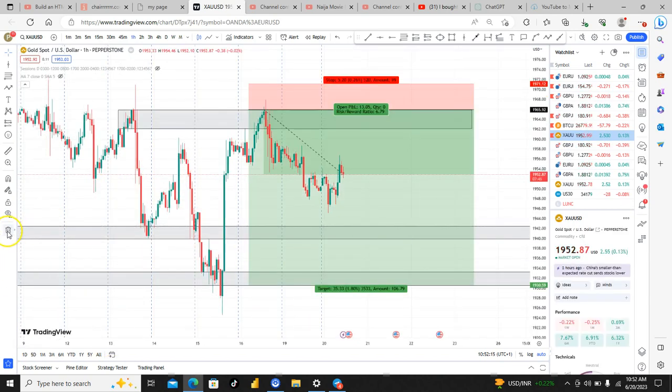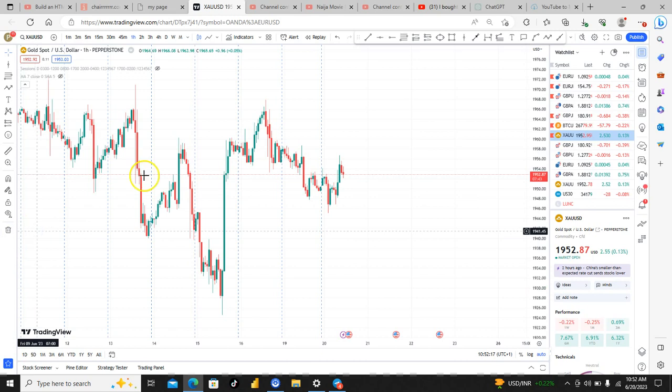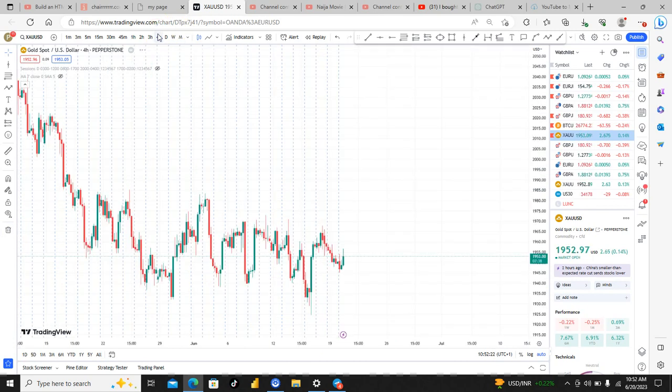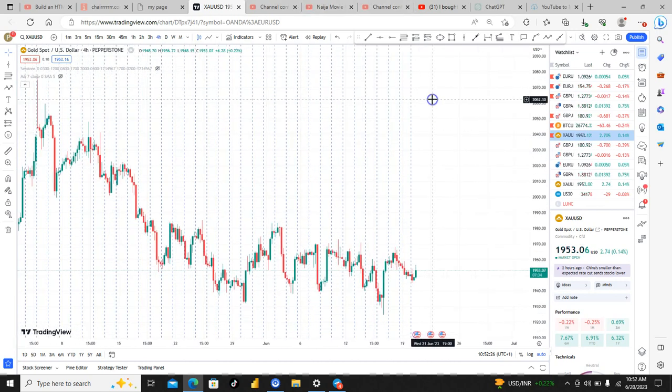Okay. What I do is that I analyze on the 4-hour time frame, then I go back down to the hourly time frame for my entries.